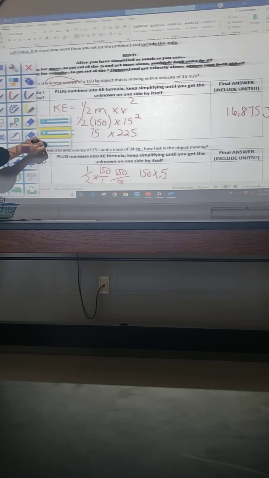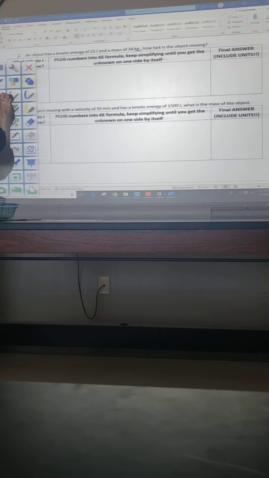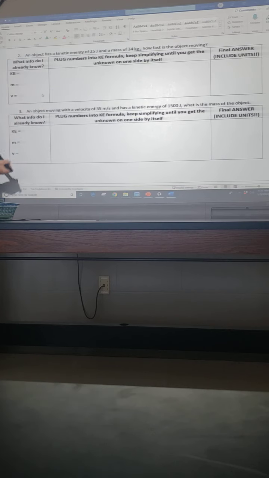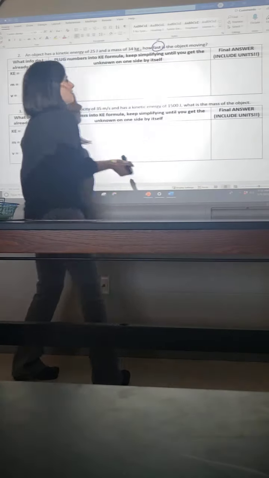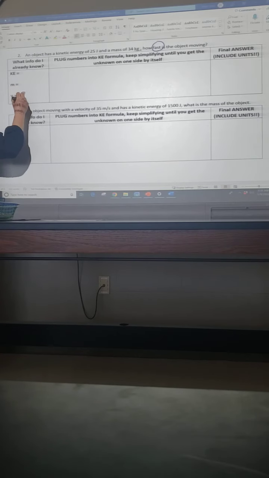All right. Let's look at number 2. An object has a kinetic energy of 25 joules and a mass of 34 kilograms. How fast is the object moving? What am I solving for? And again, it doesn't come right out and say our variable in that problem, but what's it really mean? Abigail? Very nice. How fast, which is our velocity.